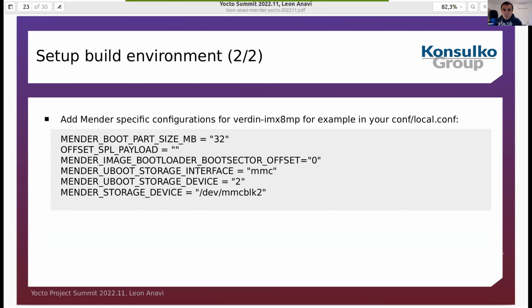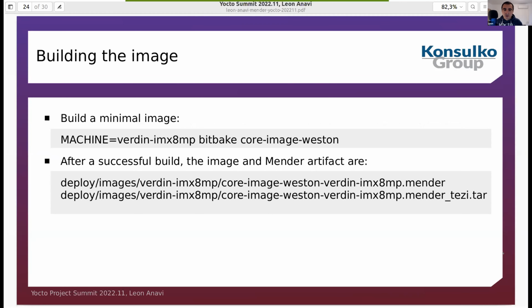Basically, we're specifying the location of U-Boot and the storage device on which we have the A and B partitions, so that Mender will know and the bootloader will know how to switch between them. And finally, we're ready to kick off a build. Here, for example, I'm building core-image-weston. At the end, we have two important artifacts.